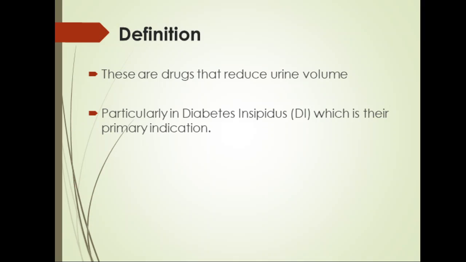Definition of antidiuretics. These are the drugs that reduce the urine volume, particularly in diabetes insipidus, which is their primary indication. In diabetes insipidus there is secretion of a large amount of urine, around 10 liters per day. So these drugs are indicated in diabetes insipidus to decrease urine volume production. Hence they are called antidiuretics. That means they reduce the urine volume.